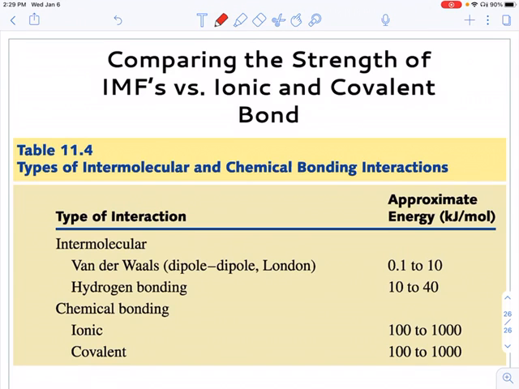Now that we've covered all three types of intermolecular forces, we want to be able to compare them to the other two types of bonds that we've learned about this year. So intermolecular forces are really, really weak compared to ionic and covalent bonds. We've learned about dipole-dipole and dispersion forces. Those are our weakest intermolecular forces. Notice how little energy it takes to break them. Hydrogen bonding, it takes more energy to break those, but not nearly as much energy as it takes to break ionic and covalent bonds. So intermolecular forces are all weaker than ionic and covalent bonds.